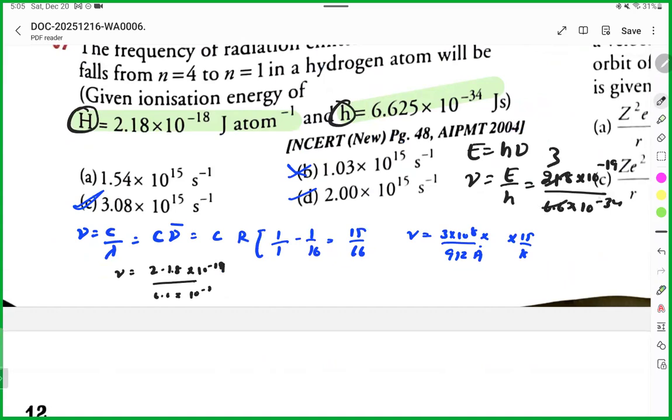It is approximately 3. It will go up and become 10 raised to the power 15. Tell me. Make sense, guys? Yes, sir. Yes, sir.